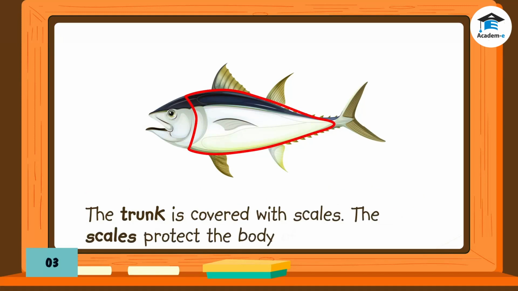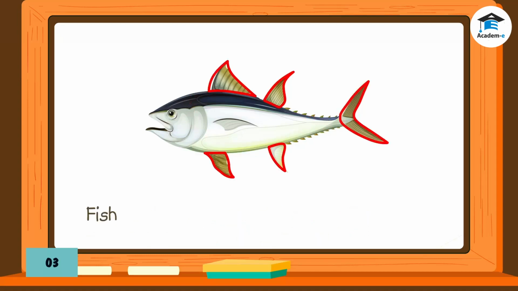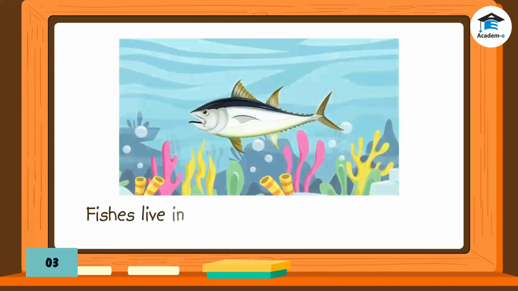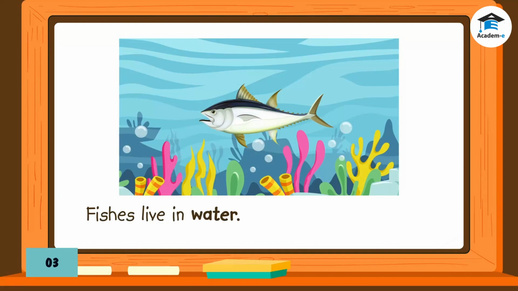The trunk is covered with scales. The scales protect the body of the fish. Fish has fins for swimming and balancing. The tail is used for direction. Fishes live in water. Did you know that there are more than 22,000 species of fish? Fishes are the oldest vertebrate animals.